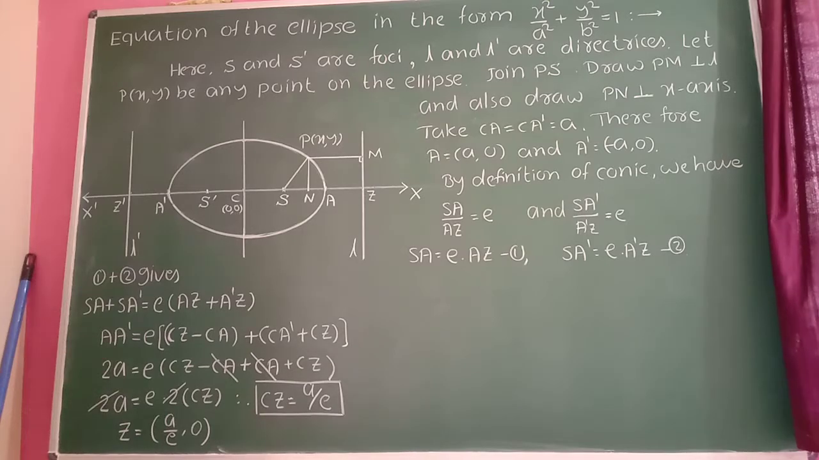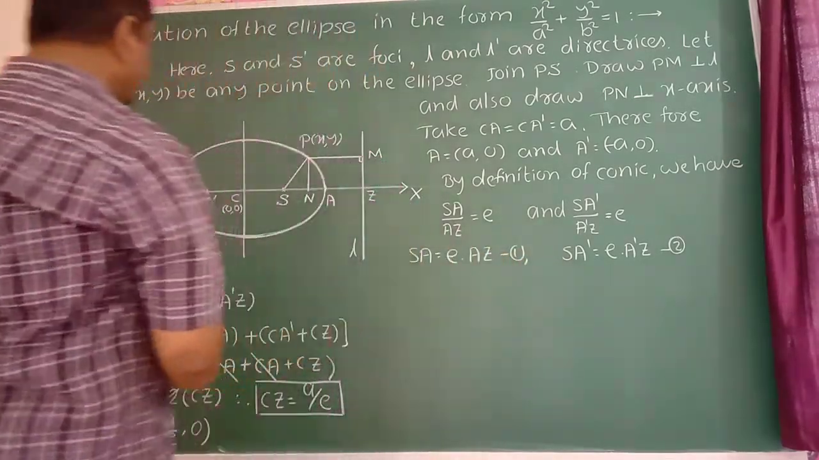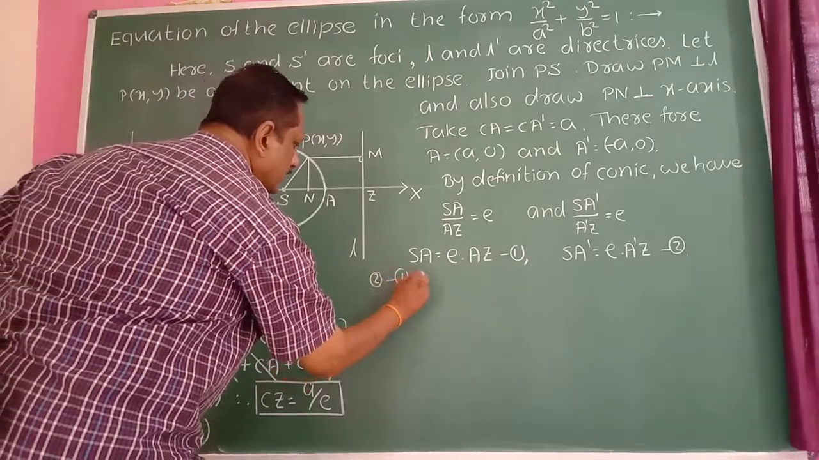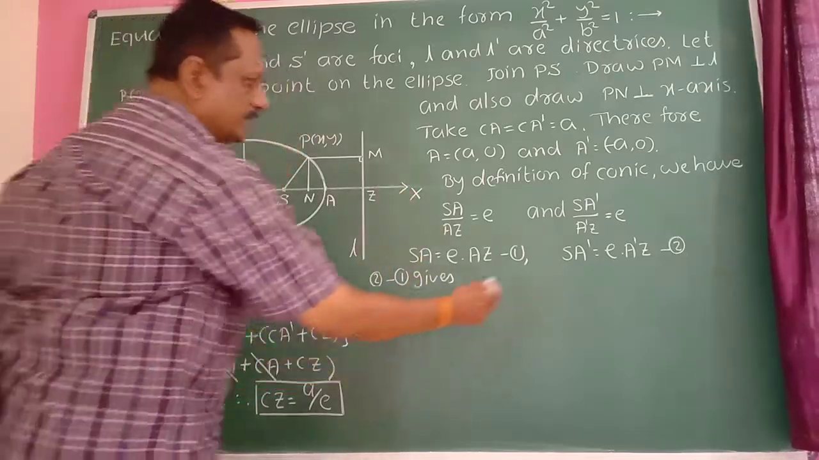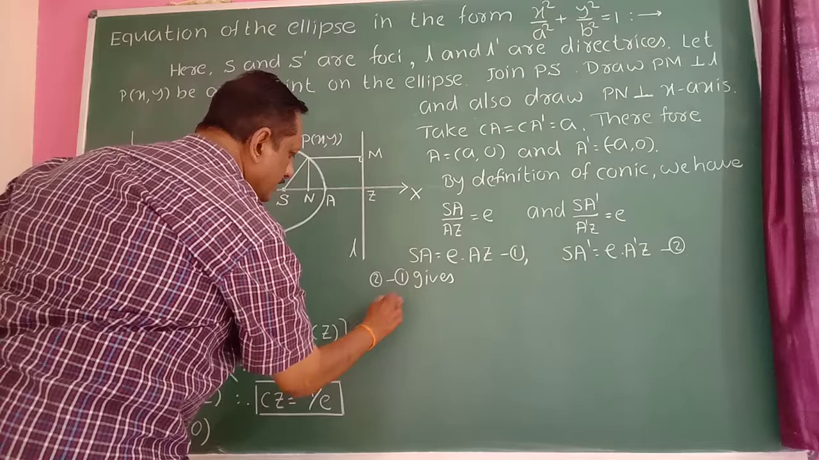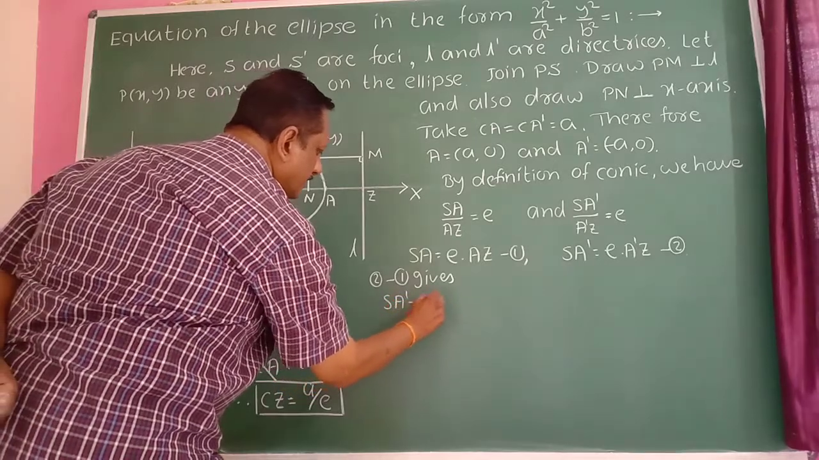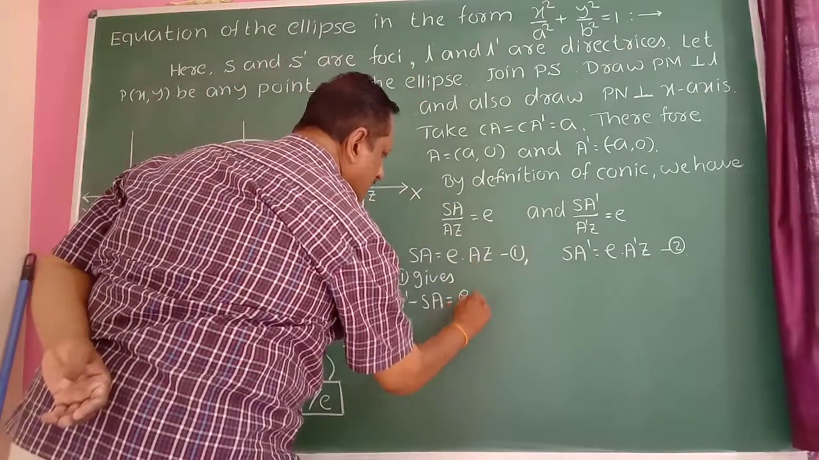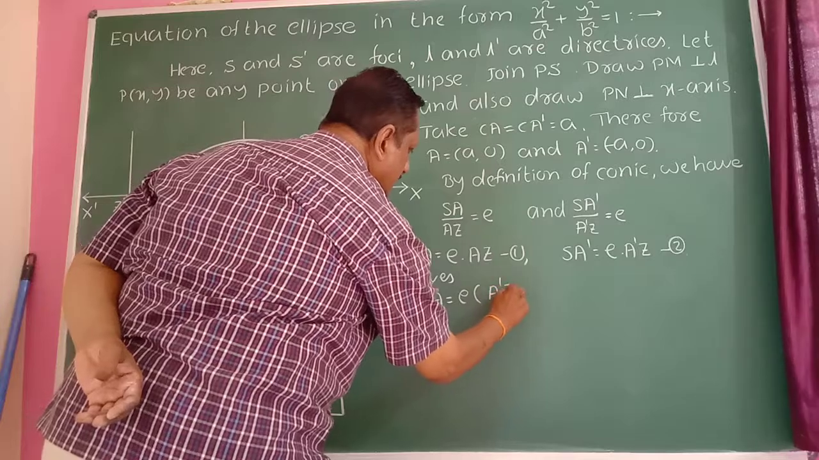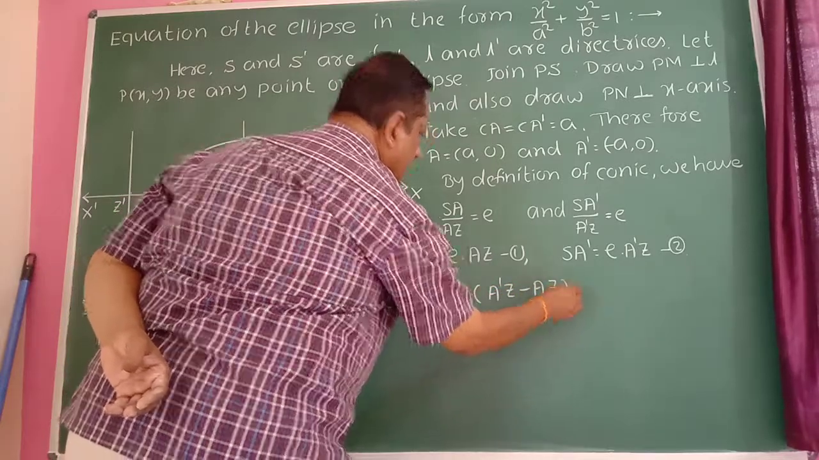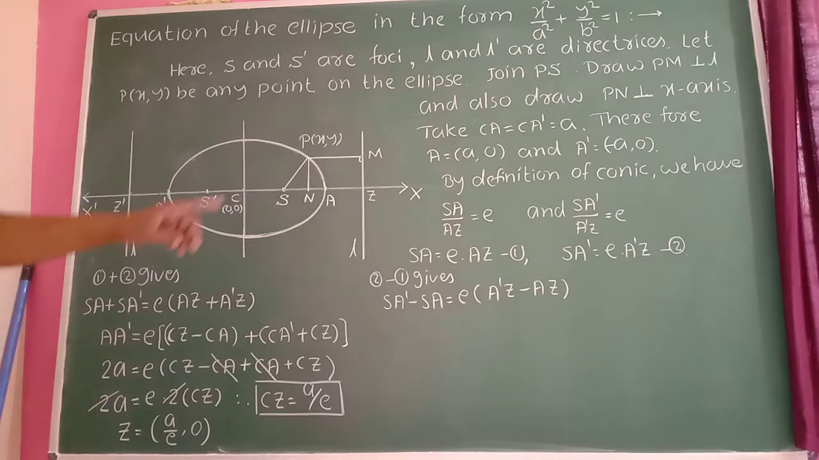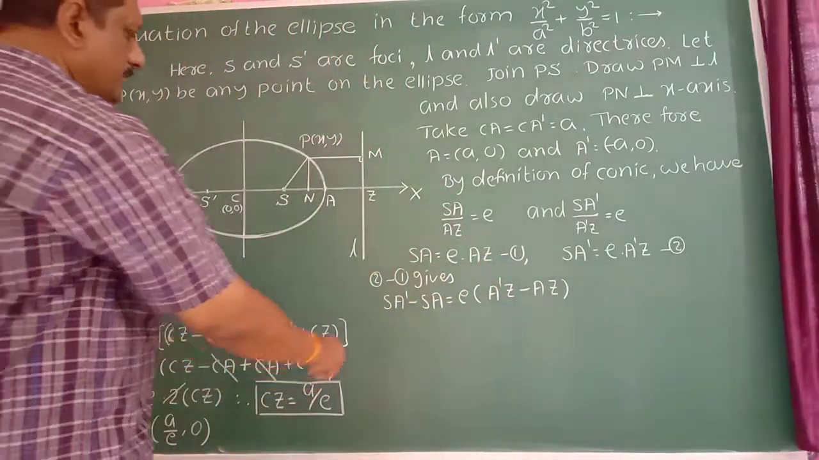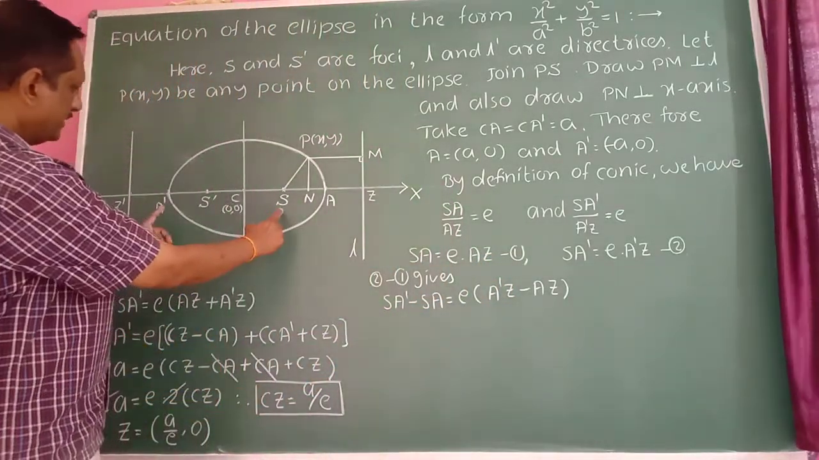Next, equation 2 minus equation 1 gives S a dash minus S a is equal to e, which is a common factor, into A dash Z minus A Z. Total this length minus AZ becomes A dash, from the diagram.